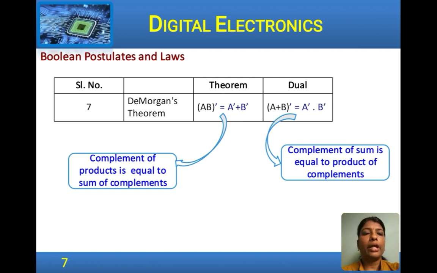And next, a very important theorem, De Morgan's theorem, which states the complement of a product is equal to the sum of complements. (AB) the whole dash is equal to A dash plus B dash. And similarly, the dual of it is the complement of the sum is equal to the product of the complements. So (A plus B) the whole dash is equal to A dash dot B dash.